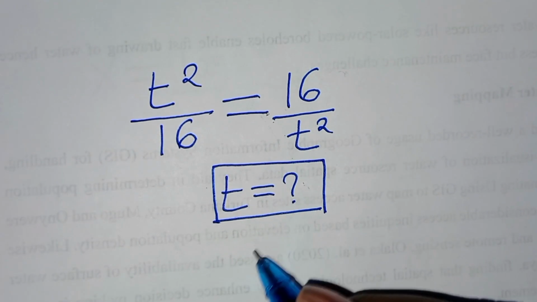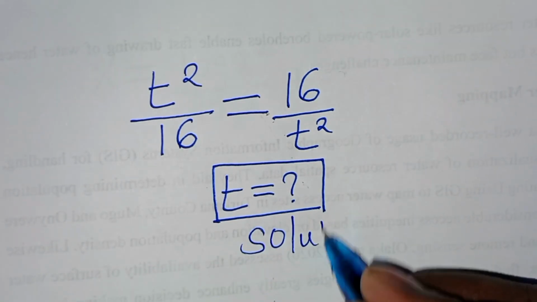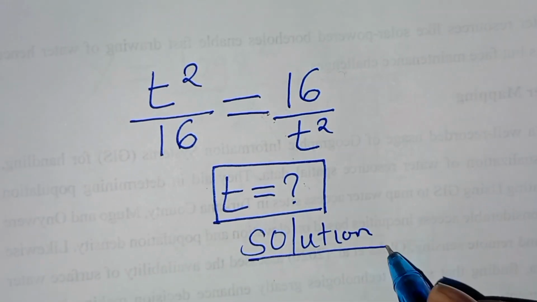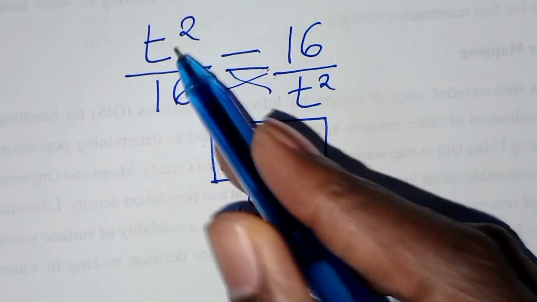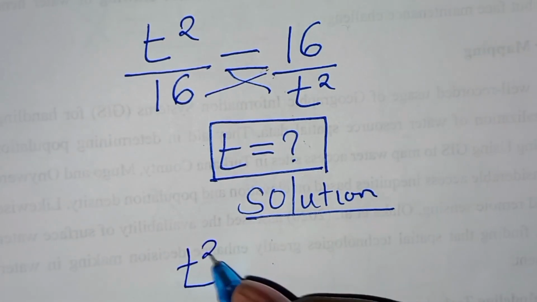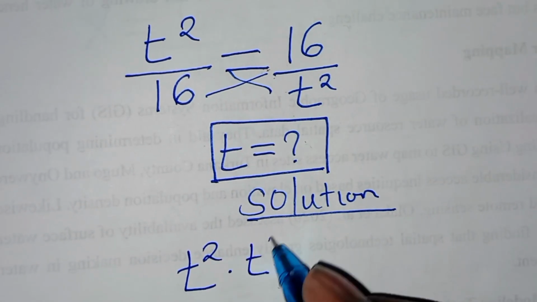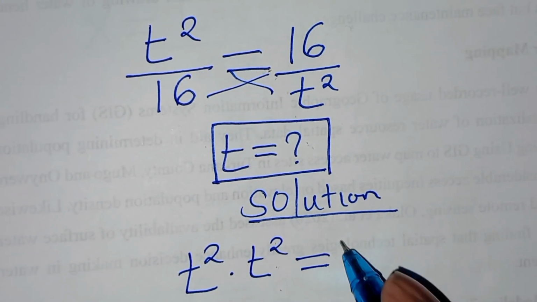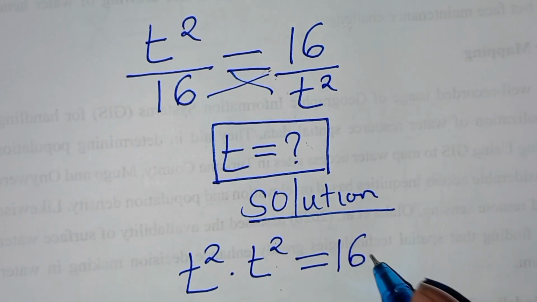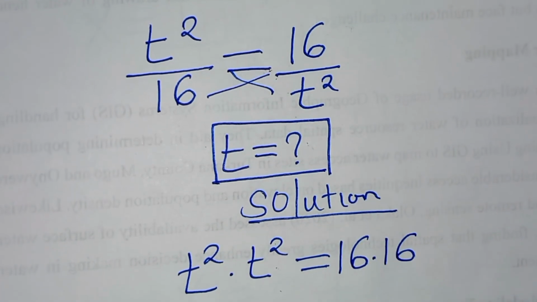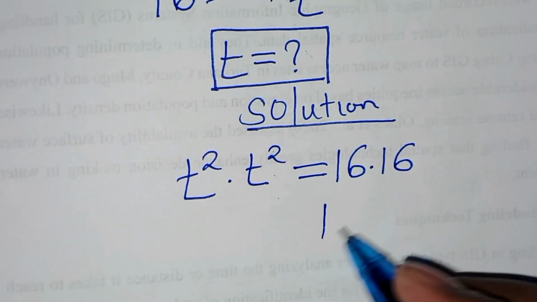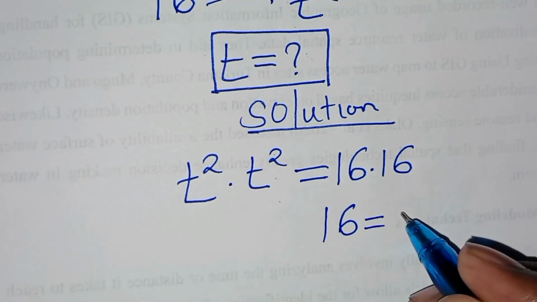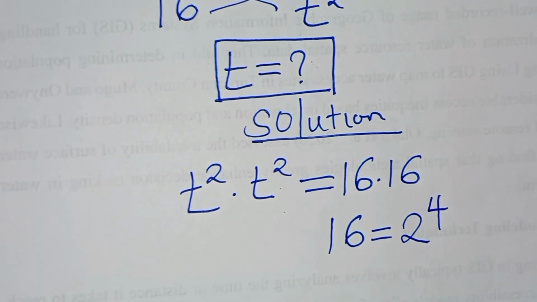Now, solution from here. The first thing to do here, let's cross multiply. So here we'll have t to power 2 times t to power 2, which is equal to 16 times 16. So you find that we can express 16 as 2 to power 4.